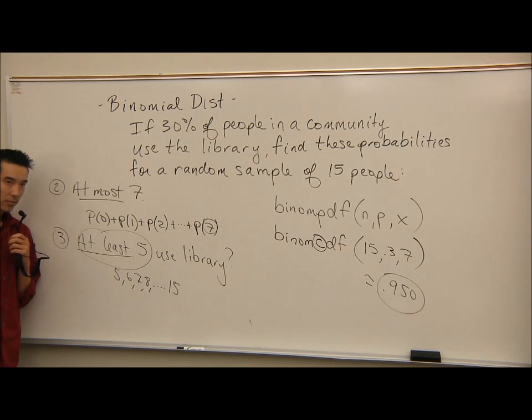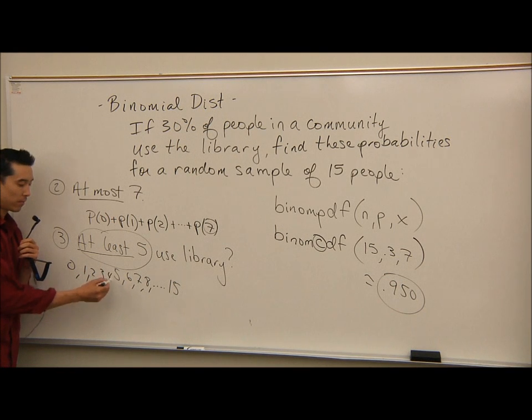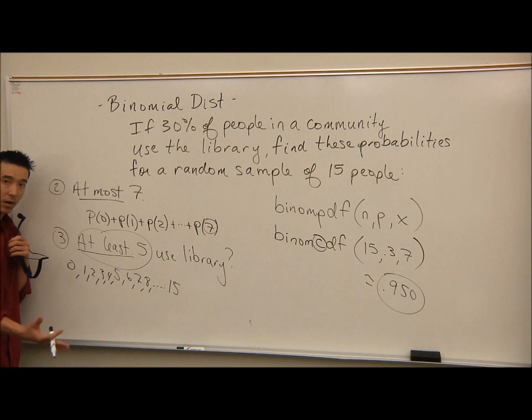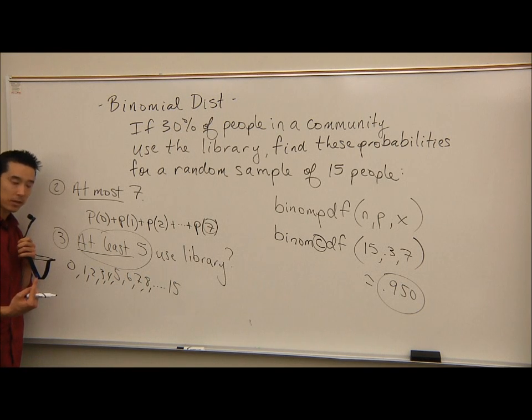What is the quickest way to get this answer? Well, let's look at this. We have 0, 1, 2, 3, 4, 5, 6, 7, 8, 9. If we did the probability of all of these and added them all up, what would that have to equal if it's a probability distribution? 1.